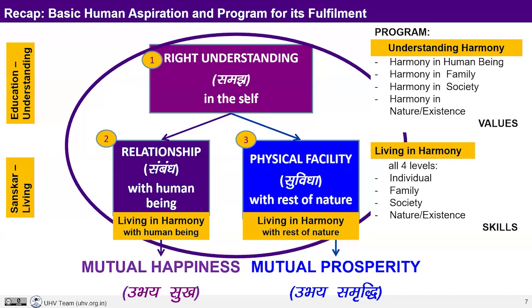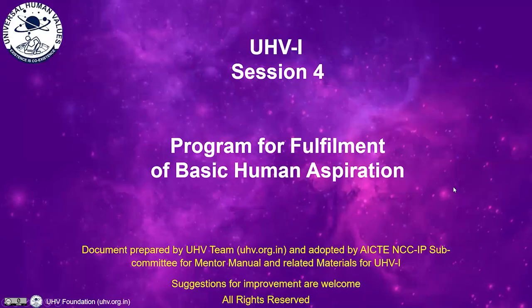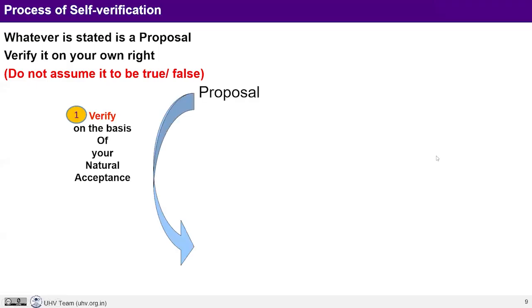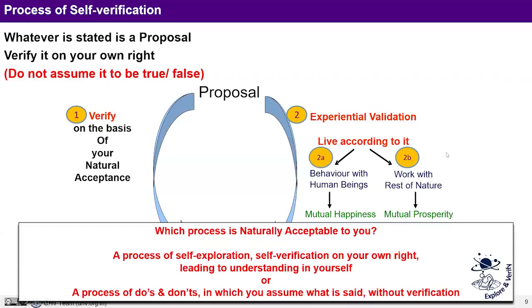So we can say that right understanding is essentially the core of education. And when it comes to fulfilling the relationship with human being or the rest of nature, it becomes our sanskar. So values have higher priority over skills. Then we can go on to discuss further the process of self-exploration. Let me say that in the RP development session today, we had a very good discussion on this process of self-verification.